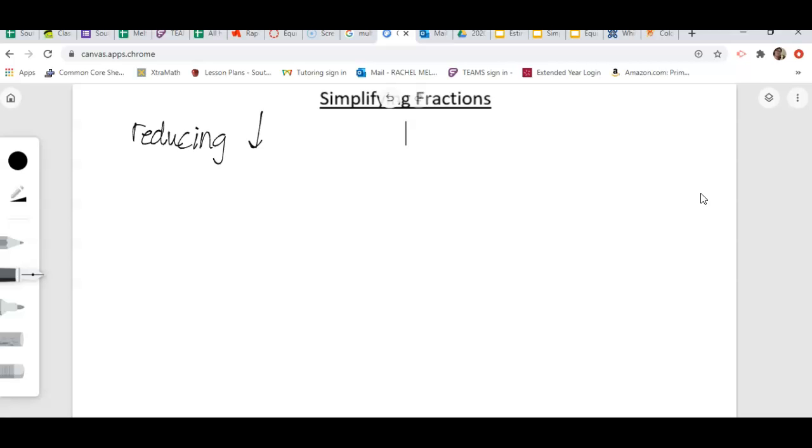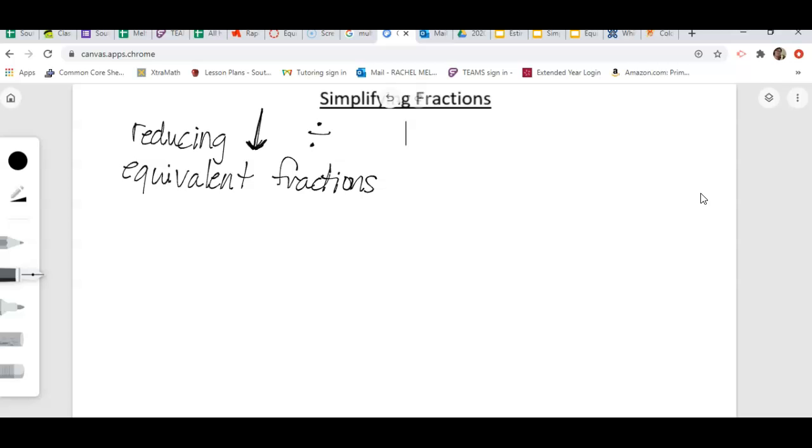Now, one thing I want to point out, we are still working with equivalent fractions. This is much like what we did yesterday when we did equivalent fractions. It's just that since we are reducing them, that means that we're going to be dividing. There's no multiplying because we're not creating larger equivalent fractions. We're creating smaller equivalent fractions.